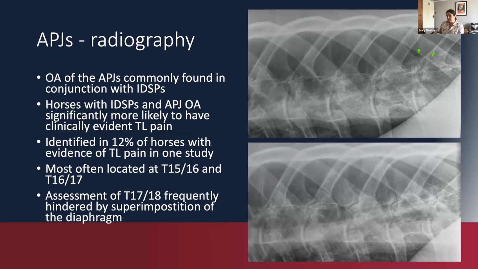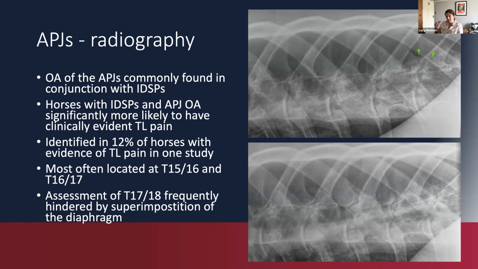Now I don't routinely perform obliques of the back. Maybe I should in every case of back pain that I see. And I wonder how many of these horses with back pain I'm missing these articular process joint arthropathies. Certainly, I'm doing them increasingly again now, and we are finding horses with significant changes in these joints. The arthritis is most often located at T15-16 and T16-17.